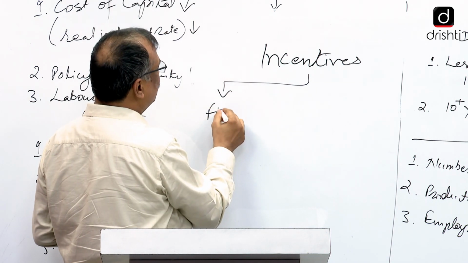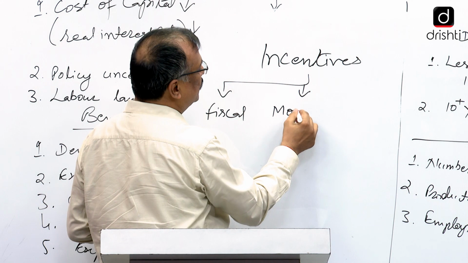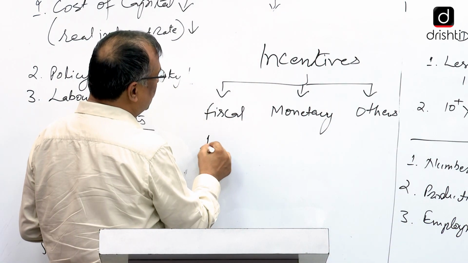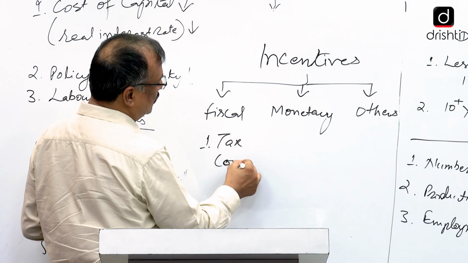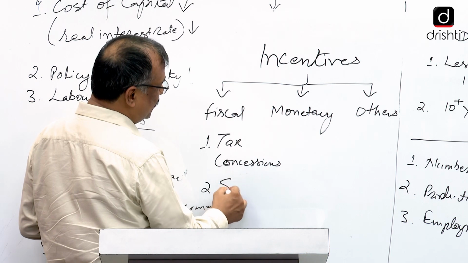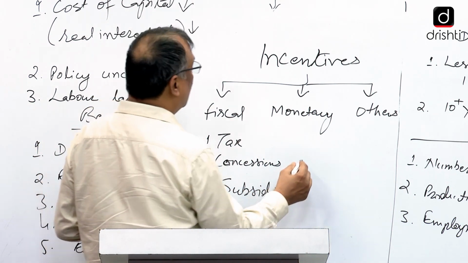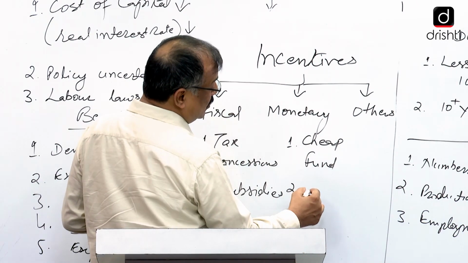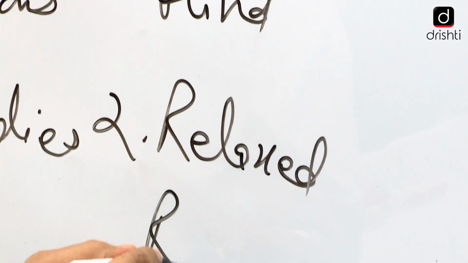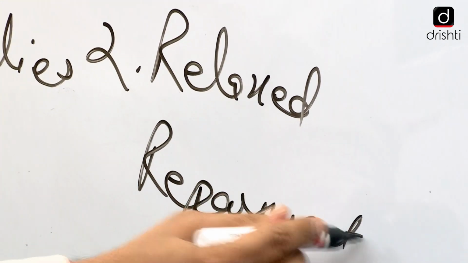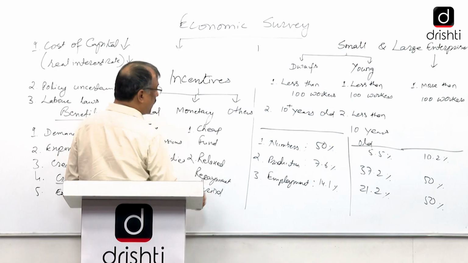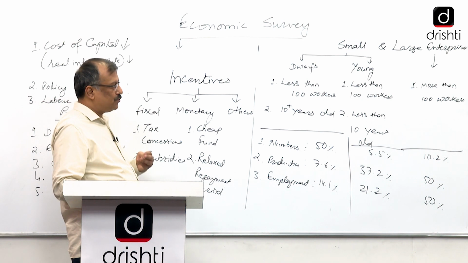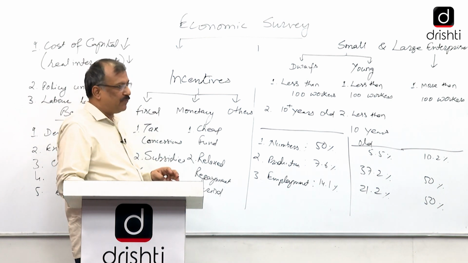Some incentives are fiscal in nature, others are of monetary nature, and there are many other kinds of incentives. Among fiscal incentives, there are tax concessions, there are subsidies. Among monetary, there are cheap funds, relaxed repayment schedule. Dwarf institutions enjoy these incentives and they try to remain dwarf so as to continue to enjoy incentives. They don't grow up fast enough.